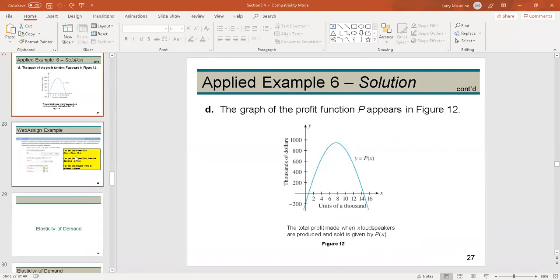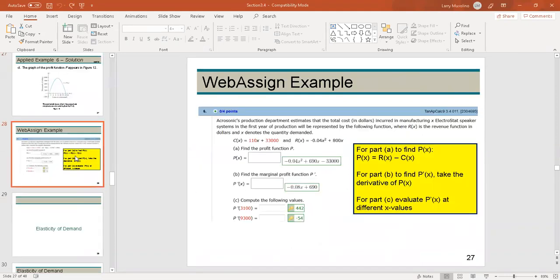All right, let's look at a WebAssign example. Here's a cost function. Here's a revenue function. They want us to figure out the profit function. For that, I'm just going to take the revenue function, that's this guy, and subtract the cost function. Right, so profit is revenue minus cost. When you work out the algebra there, you should get this answer in the green box.